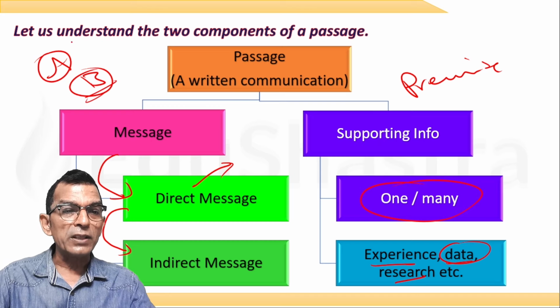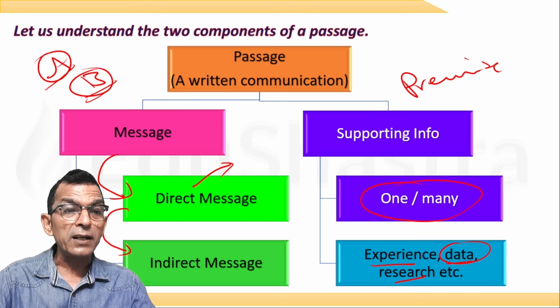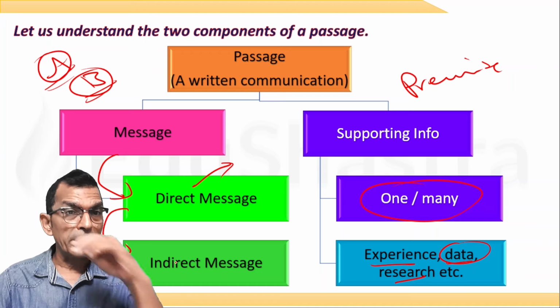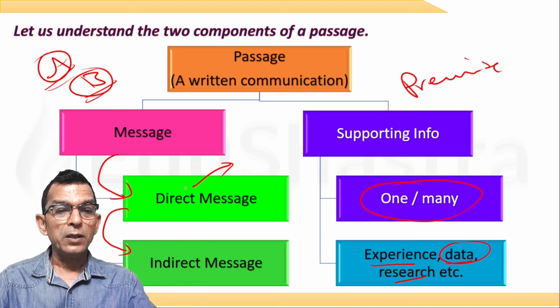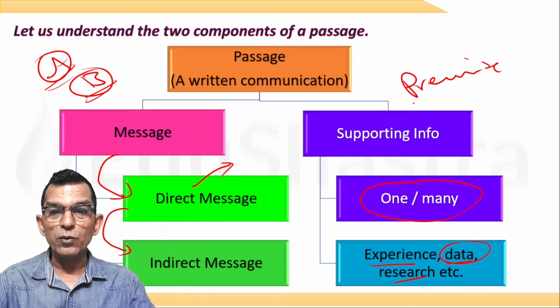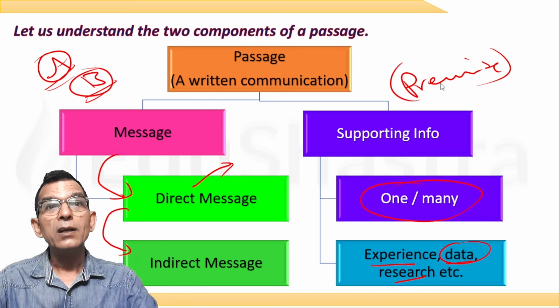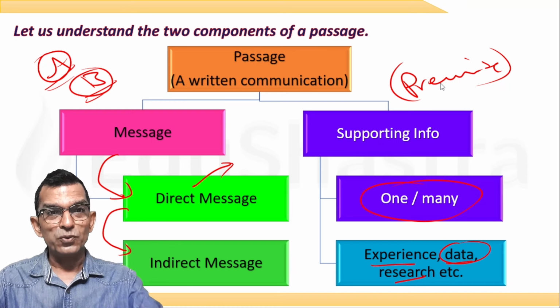But this is not given. There is only information in the passage and conclusion number A. Conclusion number B is not given. So there could also be an indirect message. Or sometimes he may leave out the conclusion altogether. He only gives the premise, all the supporting information, and leaves the drawing of the conclusion to you.